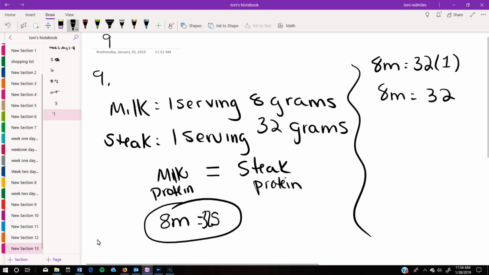Got to ask myself, what is being done to the M? Because I got to get the M by itself to know how many servings of milk, okay? So I have to divide because it's being multiplied. 8 goes into 32 4 times. So I need to drink 4 glasses of milk to equal the protein in 1 steak.